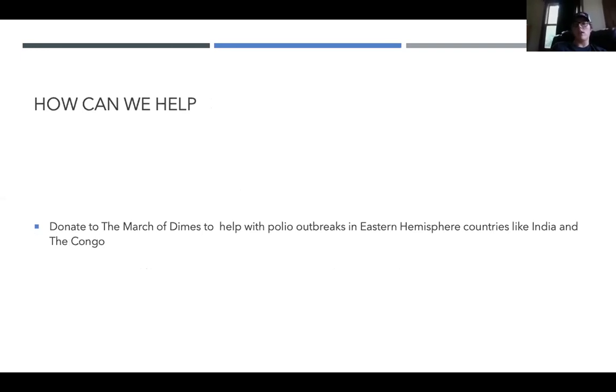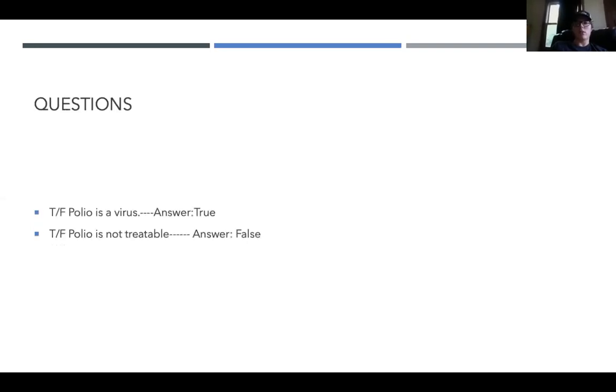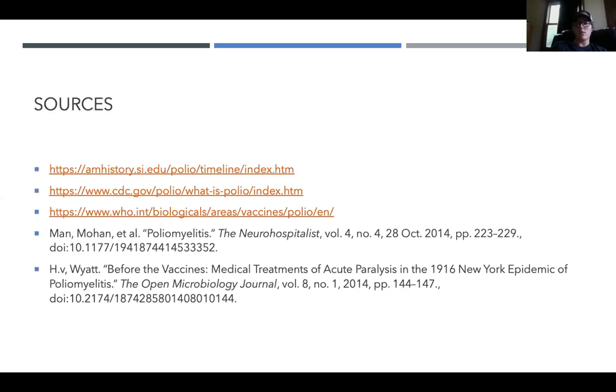The other part is how we can help in fighting this kind of virus, because it was so widespread. The March of Dimes Foundation, originally started by FDR, continues to contribute to polio efforts and helps people in other countries experiencing outbreaks, specifically India at this time, and a lot of African nations in sub-Saharan Africa, like the Congo, which experience polio outbreaks regularly. And then some questions on here: is polio virus true? Is polio not treatable? Answer: false. And there are my sources.